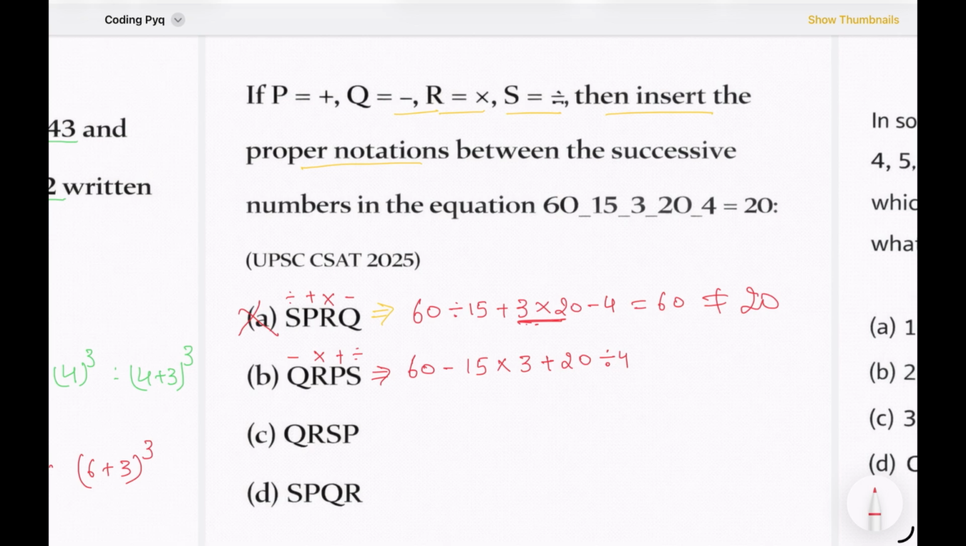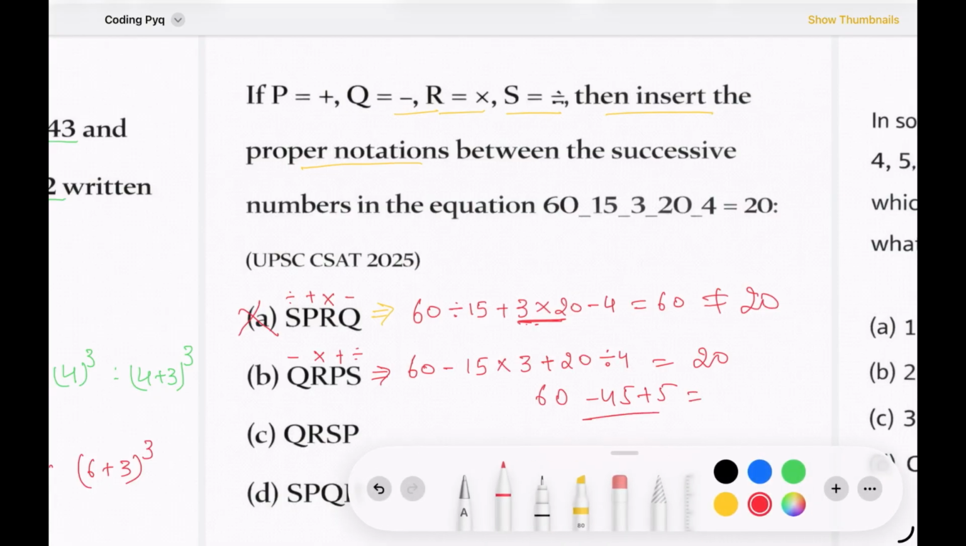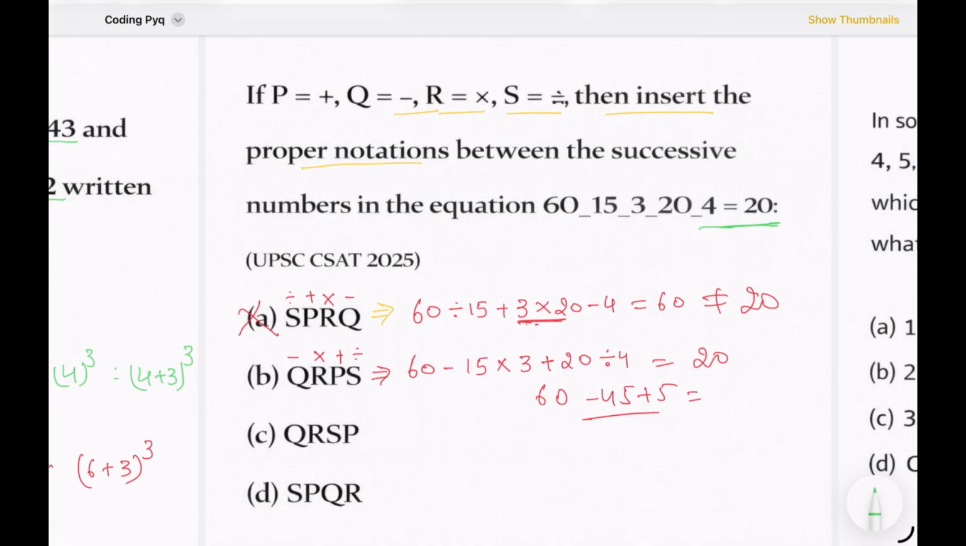Sixty minus 45 plus 5, that is 20. So option B is the correct answer. Answer must be 20.